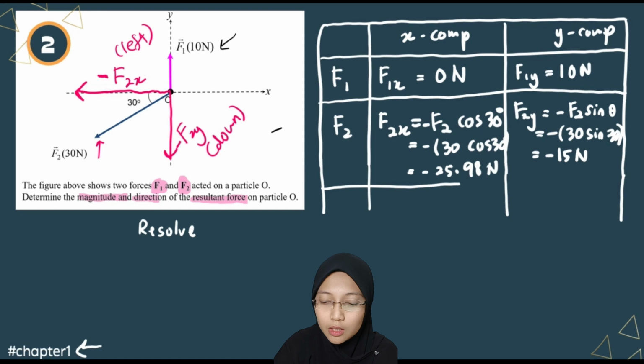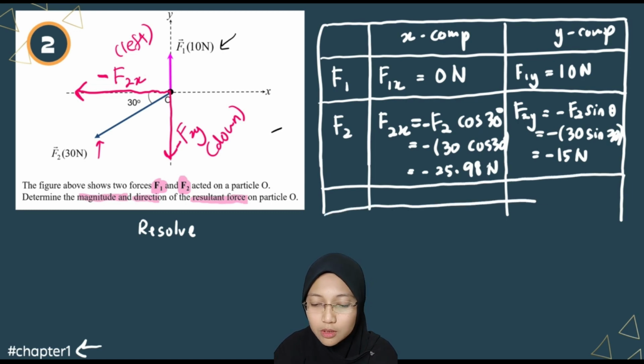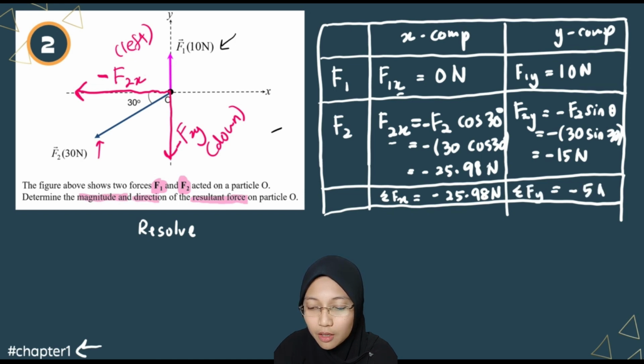Okay. Once you have got the x and y components for both forces, we are going to total them up. This is the summation of Fx, so you add up F1x and F2x. Then you are going to get negative 25.98 Newton. And for the summation of Fy, it is negative 5 Newton.